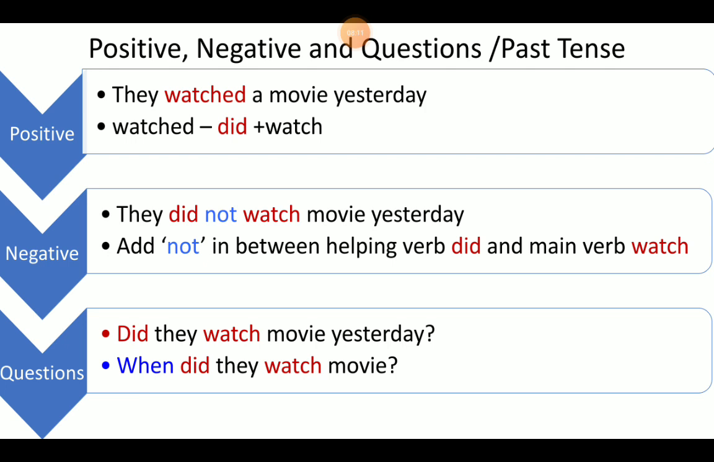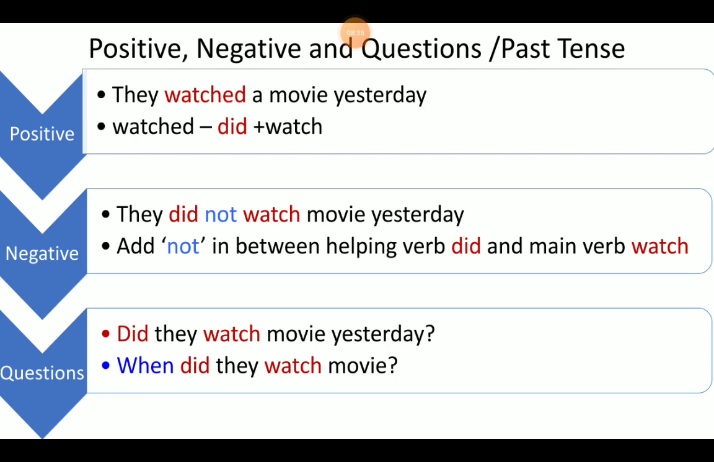So for changing positive sentence into negative, what we should do? The first step is we have to split the main verb into did plus watch, and between the helping verb did and the main verb watch, you should add the negative word not. So the answer: they did not watch movie yesterday.